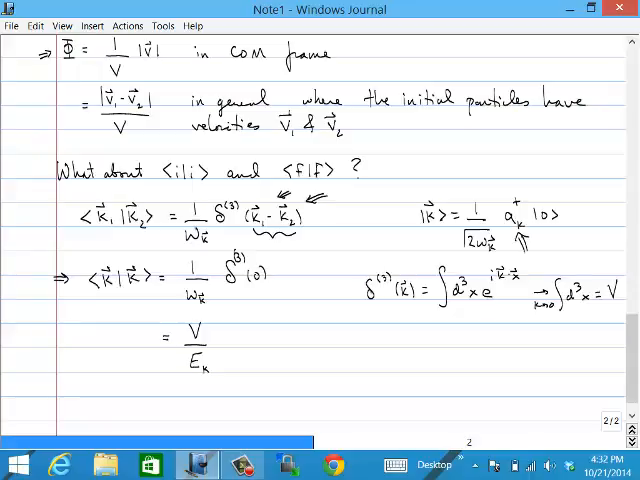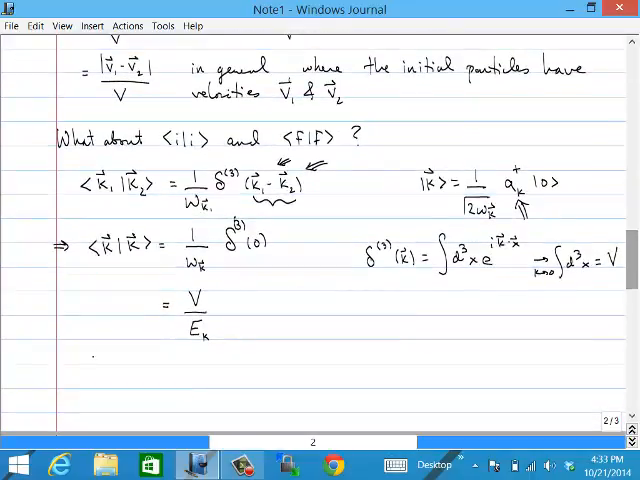K1 and K2. Oh, I'm sorry. It's either K1 or K2. Yes, thank you. K1 is equal to K2, so I just dropped the index there. Yes, correct. Good. Okay, so what does that mean?